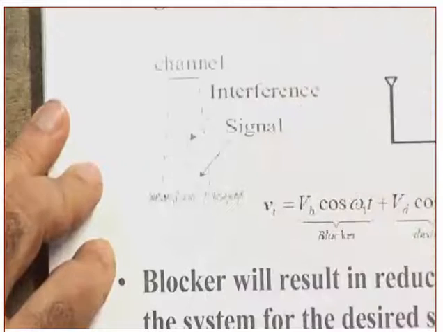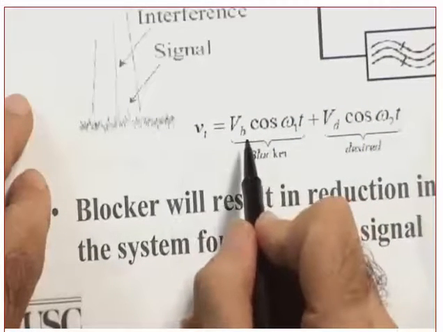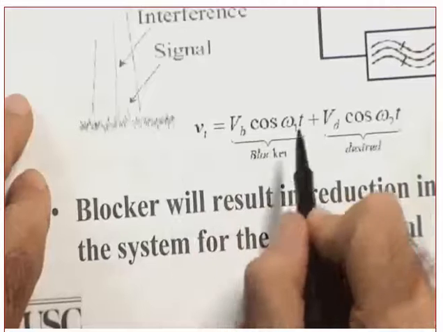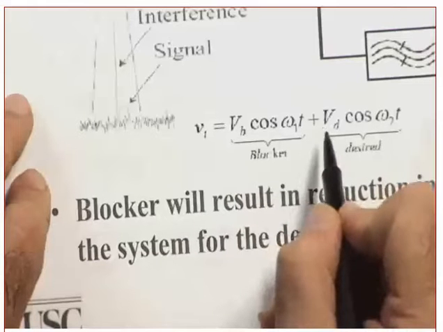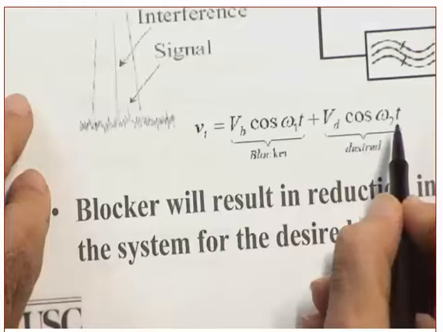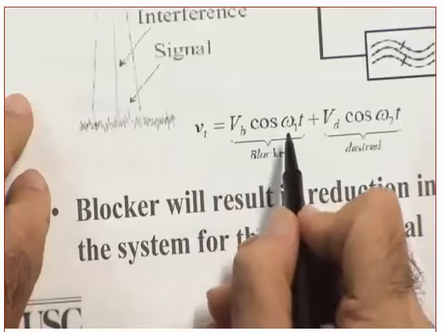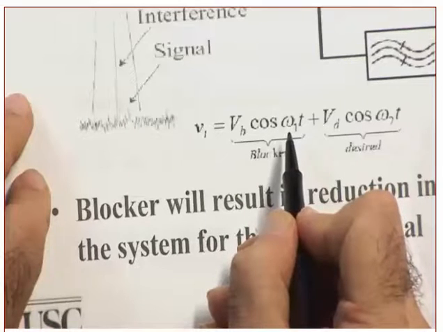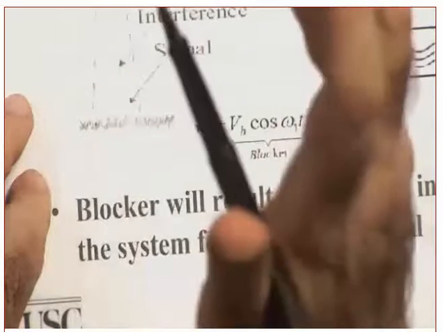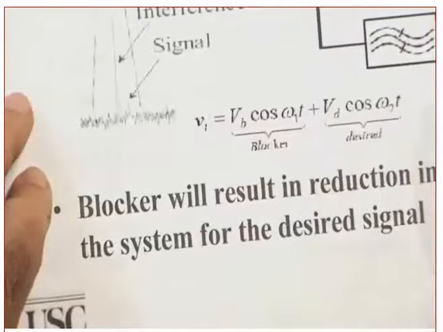Let's see what happens. So what do I have at the input? The input is the desired signal, VD, D is for desired, cosine omega 2 t. Yes or no? And the blocker is VB. Now what do you notice? Is it the same frequency or is it a different frequency? Different frequency. By the way, if it is the same frequency, this one is dead on arrival. Did you understand that or not?